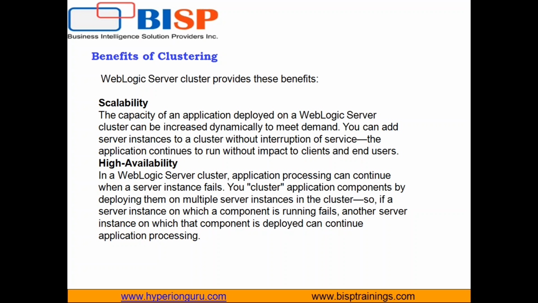So mainly I have to make it highly available, so that if anything happens and any instance of a managed server fails, it can still run from another server. So this is what it says. In a WebLogic server cluster, application processing can continue when a server instance fails. You cluster application components by deploying them on multiple server instances in the cluster. So if a server instance on which a component is running fails, another server instance on which that component is deployed can continue processing. So in case any of the managed servers fails, any other managed server that is part of the cluster will have the information related to that request, and that request can be processed using another managed server.